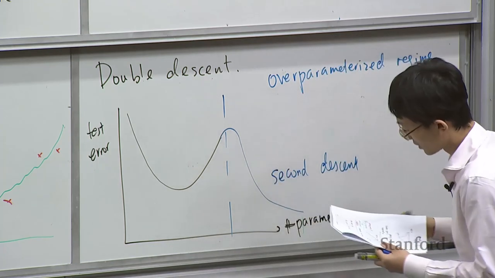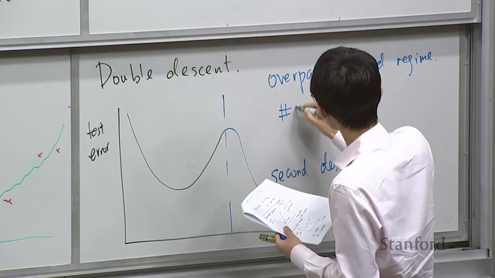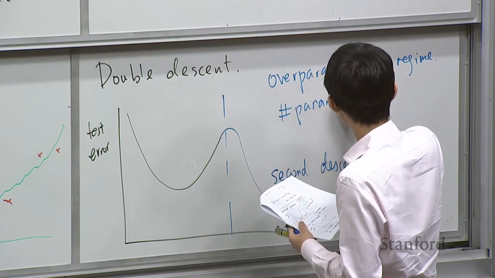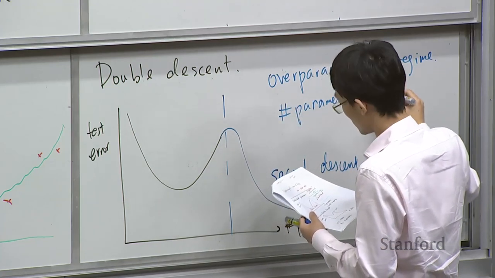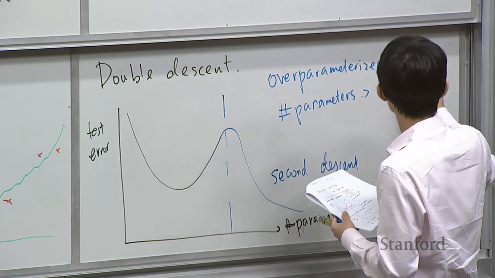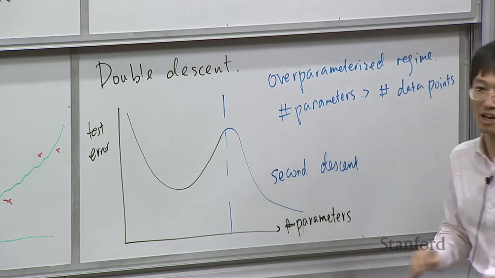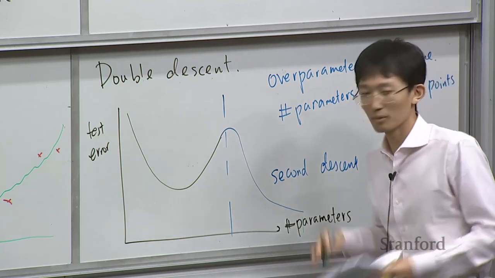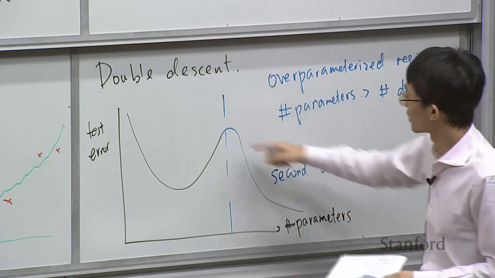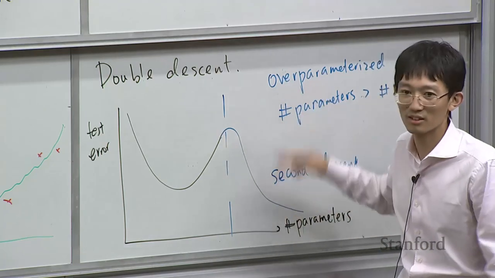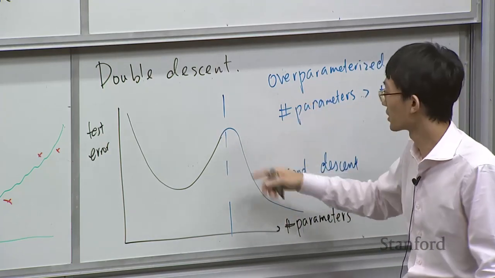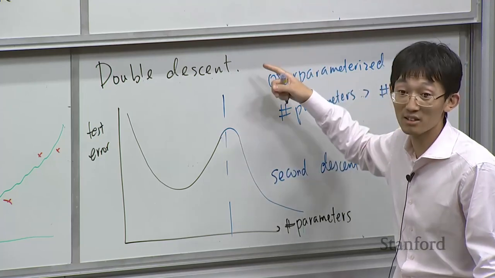So which means that in this regime, typically the number of parameters is larger than the number of data points. In some sense, this is the regime that if you ask someone 20 years ago, they would say this regime is just a dead no-go zone because you should see very, very bad test error.